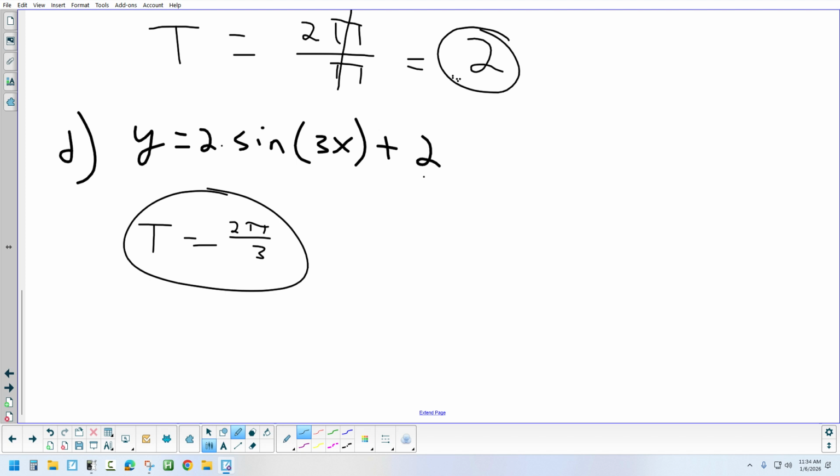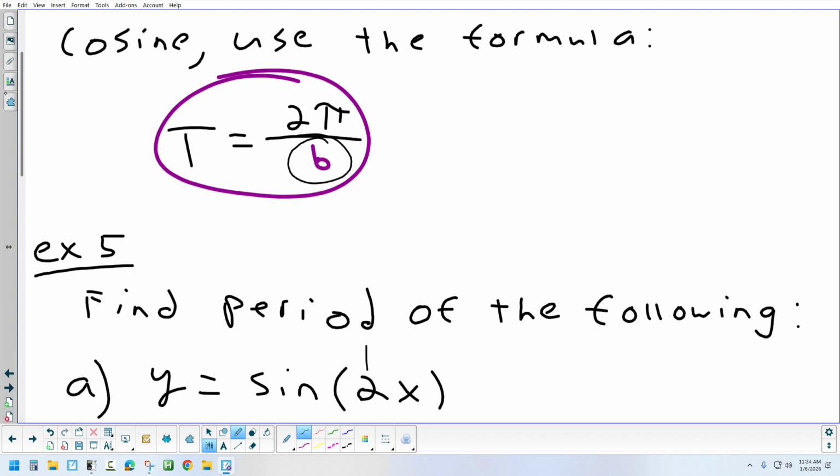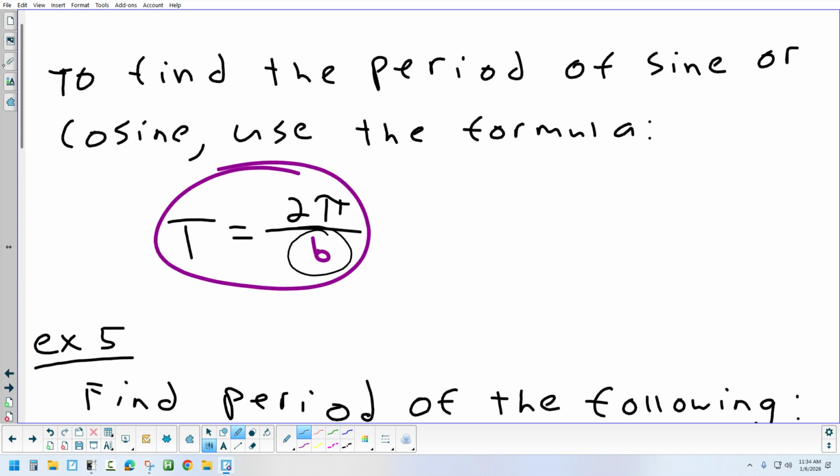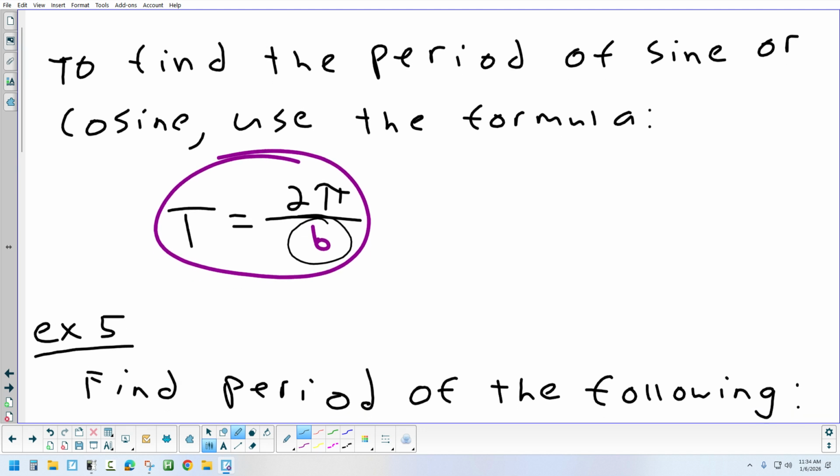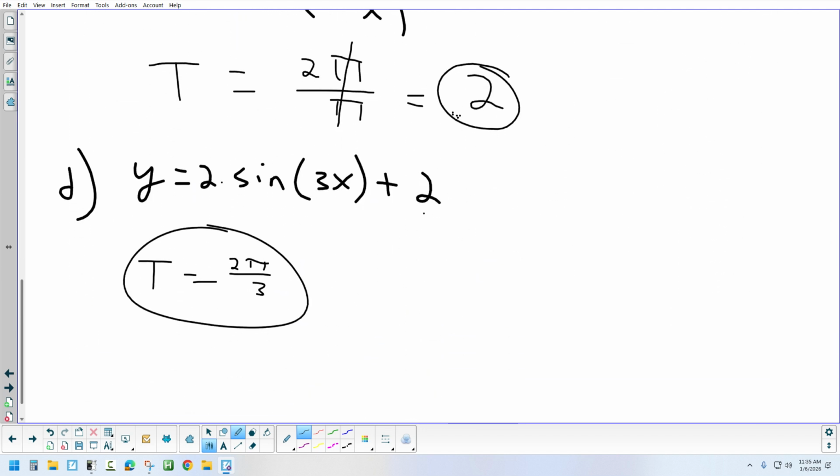Okay, so any question on finding period length using that formula? Now, it only works for sine and cosine. Technically it also works for secant and cosecant. We haven't done that yet, but if I gave you a problem like this and said find the period, you'd do exactly the same thing that you did in example 5. So it does work for secant and cosecant. It does not work for tangent and cotangent. That's different, but that's not for today.